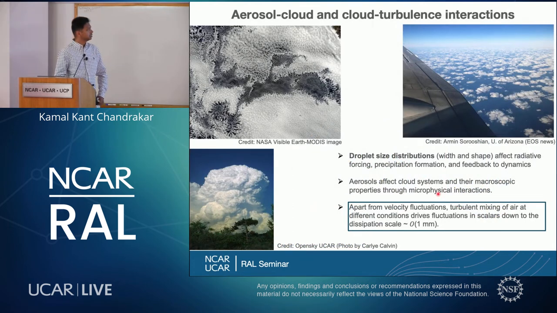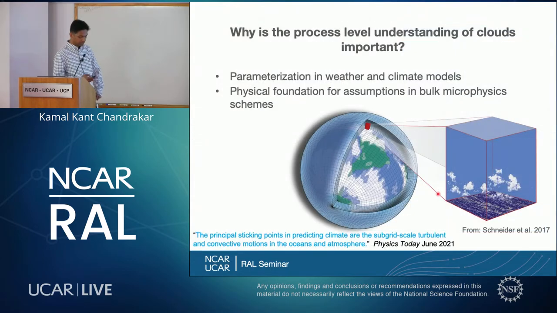Aerosol concentration or aerosol perturbation in different cloud systems is important for some of these cloud processes. For example, aerosol concentration and perturbation can affect microphysical properties like droplet size distribution. That's one of the key variables for different processes, for example, precipitation formation as well as interaction with the radiation and dynamics.